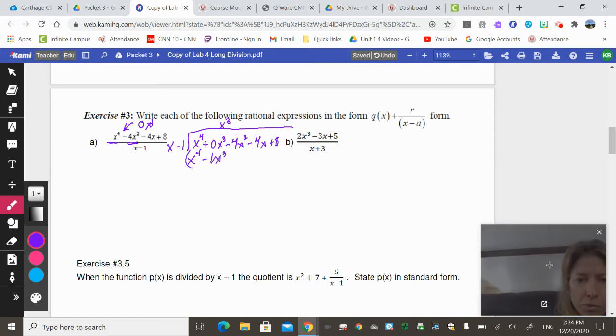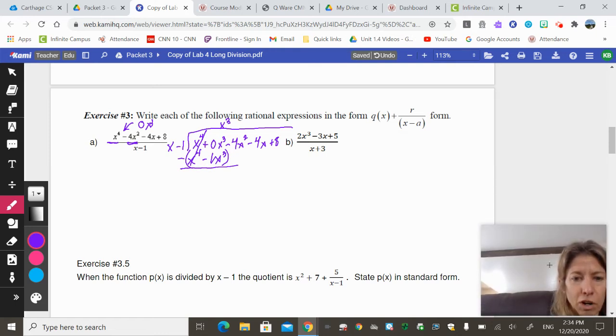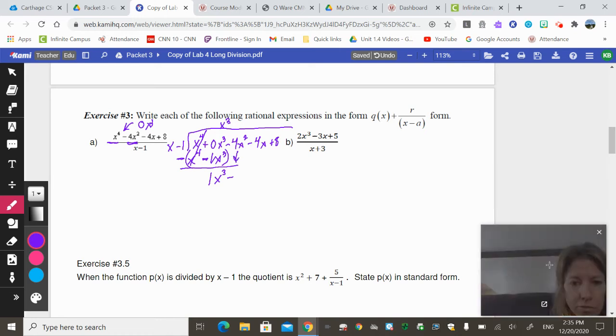Now I'm subtracting this. The first terms should always cancel because you're getting them to match. So something minus itself is 0. In this case, be very careful. You're doing 0 minus a negative 1, so this is actually going to turn into a positive 1x cubed when we subtract. And then we're going to bring down the next term of negative 4x squared.